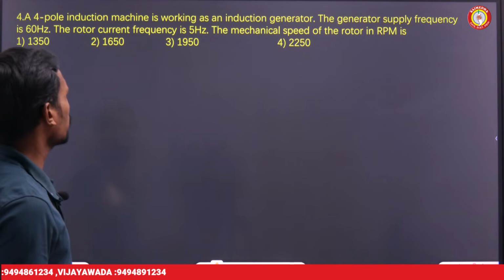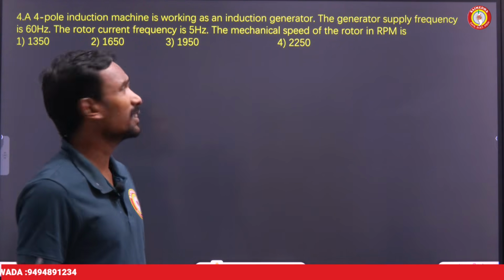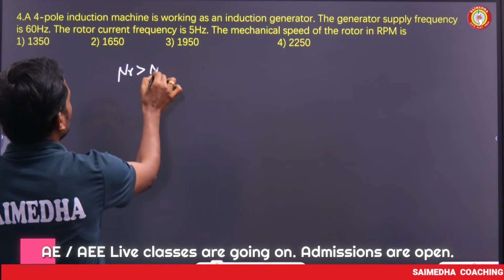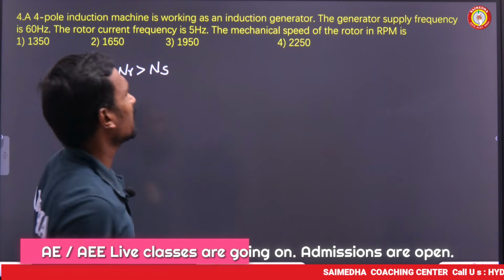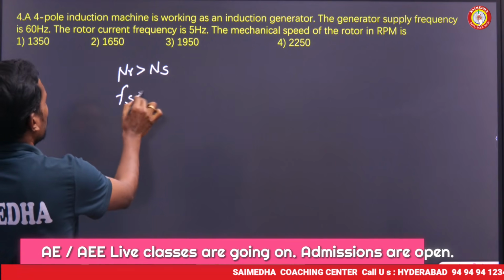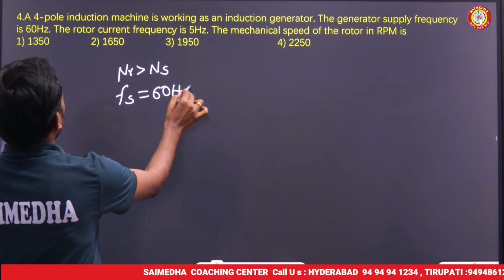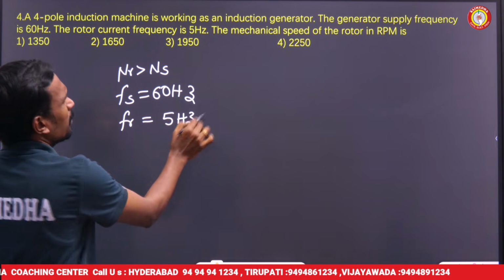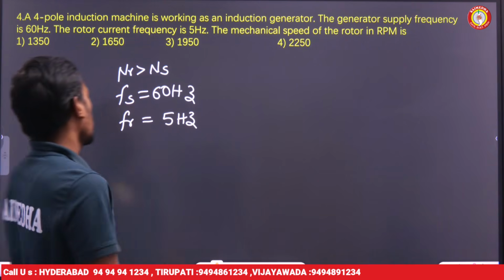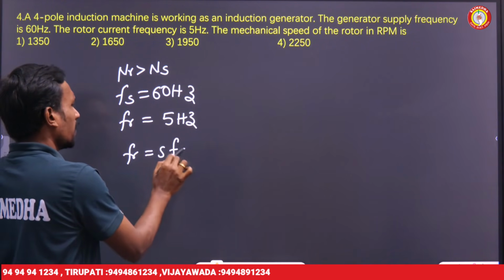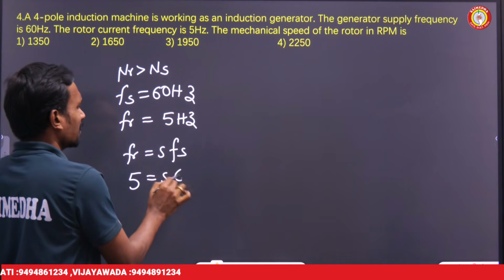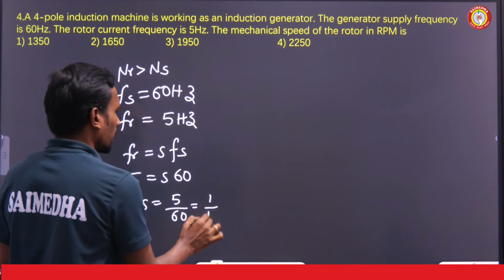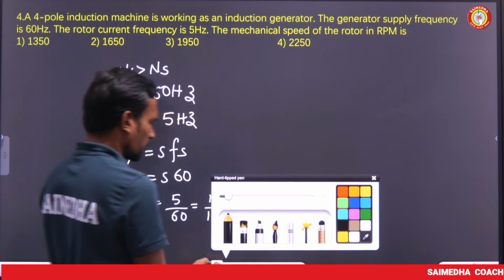A 4-pole induction machine is working as an induction generator. Induction generator is nothing but the rotor speed is greater than synchronous speed. The supply frequency is 60 Hz. The rotor frequency is 5 Hz. Then the mechanical speed of the rotor? Fr = S × Fs, so 5 = S × 60. So S = 5/60, which is 1/12. My slip is 1/12.